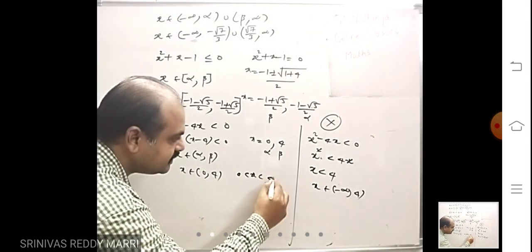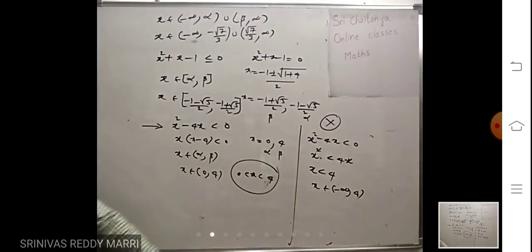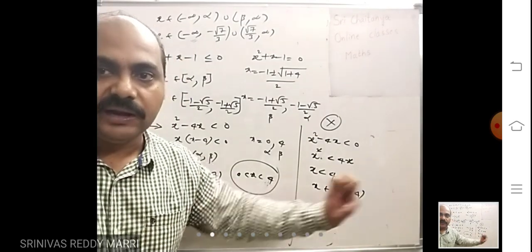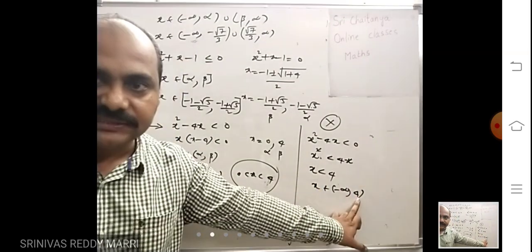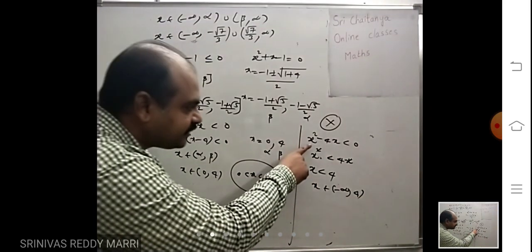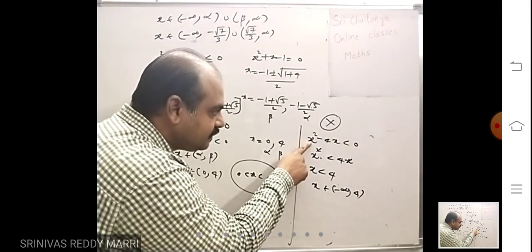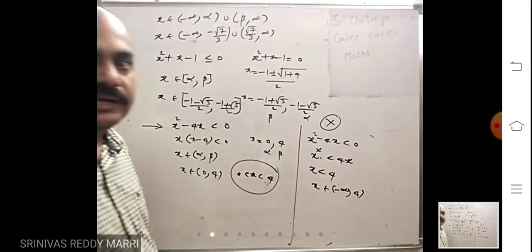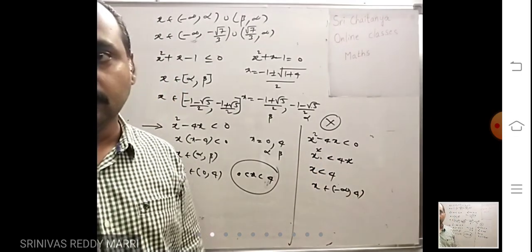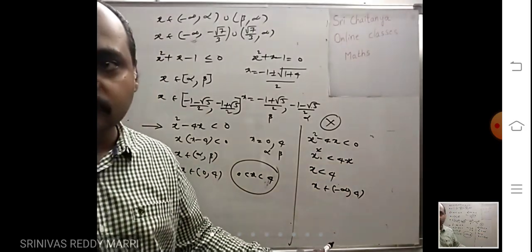I got between 0 and 4 only. You got all the values less than 4. Suppose, look at here. Take minus 1. Here minus 1 is there or not? Take minus 1, and here you substitute. This is 1, and minus 4 into minus 1 is 1 plus 4, 5. Is 5 less than 0? Not true. So minus 1 is not a solution, but you got it, right? Because you have used your creative mind.